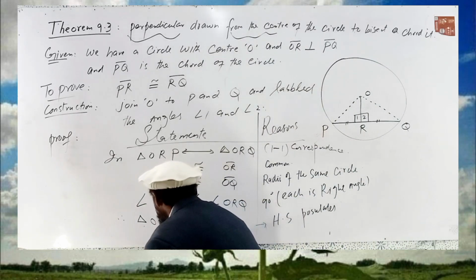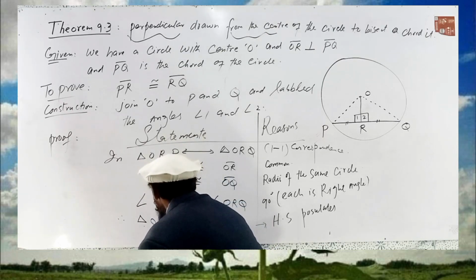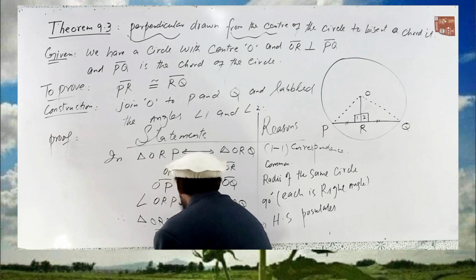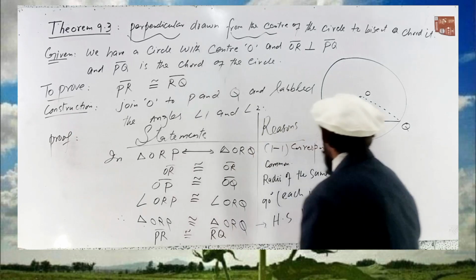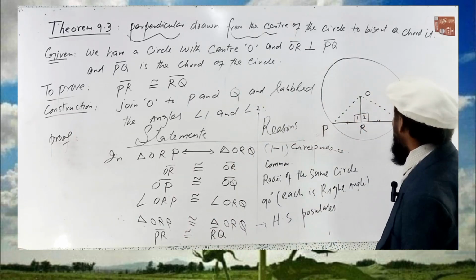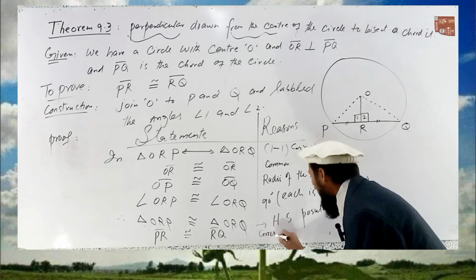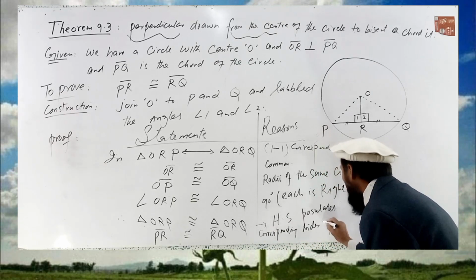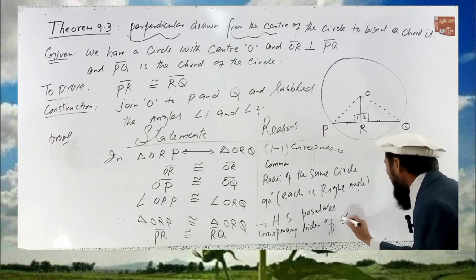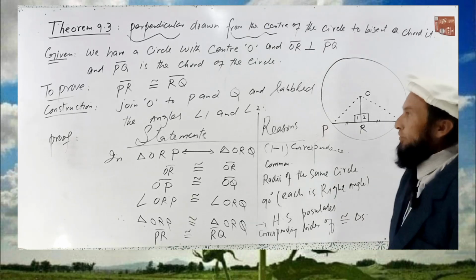So we can say that PR is congruent to RQ, corresponding sides of congruent triangles. That is the required proof.